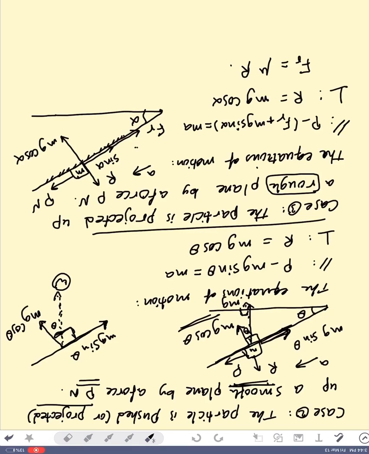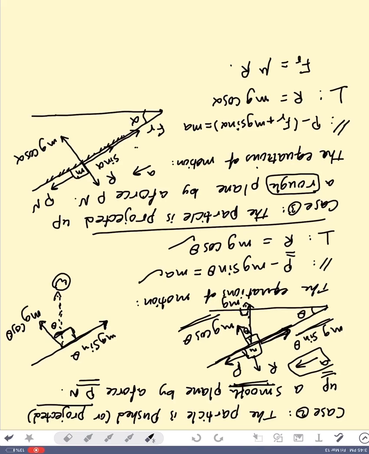So in this case, we have force P up the plane. So it's the main force, because the case told us the particle is pushed or projected up the plane. So P is the main force. What's opposing P? The component of the weight, mg sine theta. So P minus mg sine theta is equal to ma. Perpendicular to the plane, R in this case is equal to mg cosine theta.